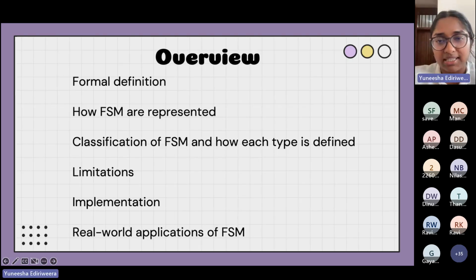I'm Vinisha and my teammates are Gihini and Nimasha, who are present in the meeting today. We will be talking about finite state machines, a model of computation. We will be going through each of these topics so y'all can get a better idea about finite state machines.